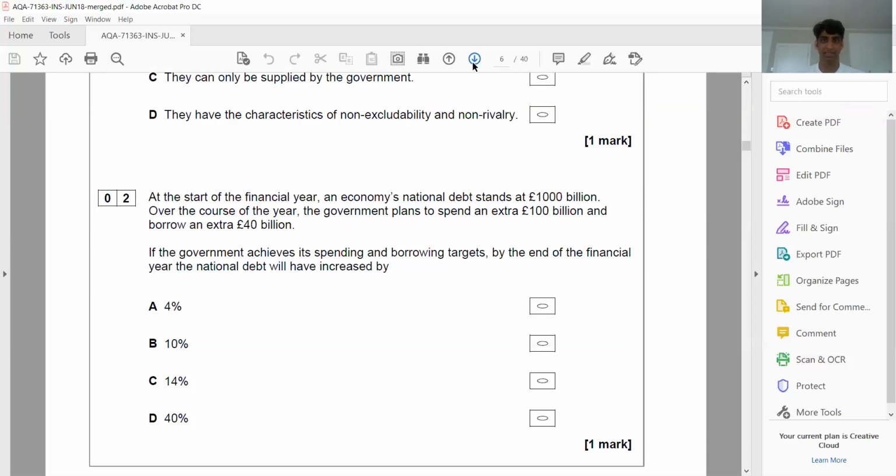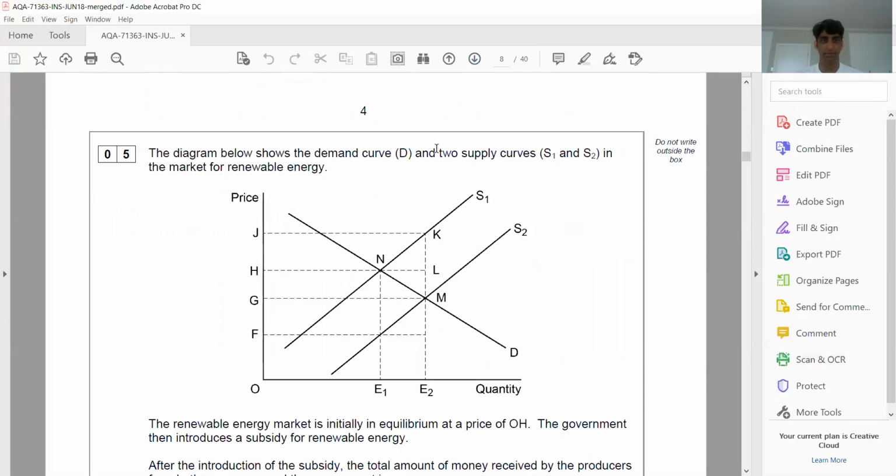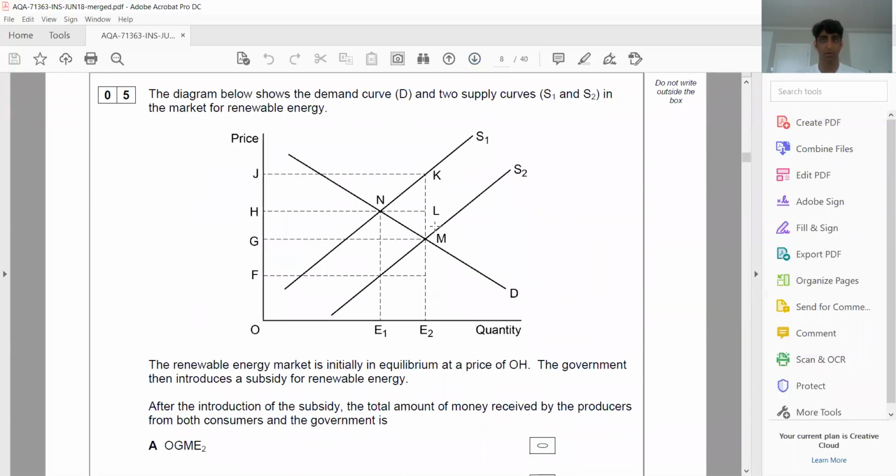So let's go on to the next question. And this was considered to be quite a difficult question. Only about 35% of candidates got this question correct. This question refers to the market for renewable energy. So imagine that I'm, let's say, a firm that sells solar panels. Think of me as a solar panel supplier.